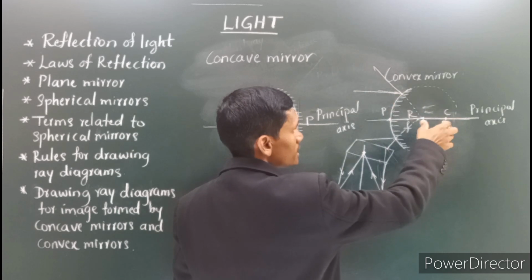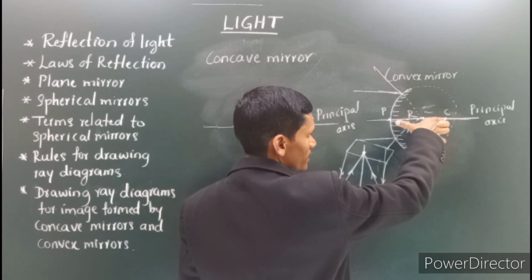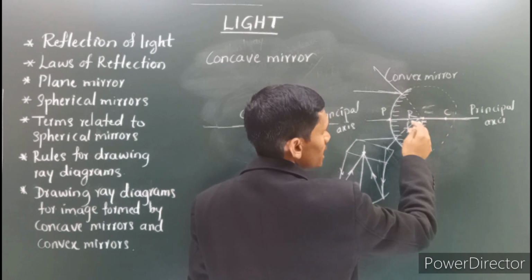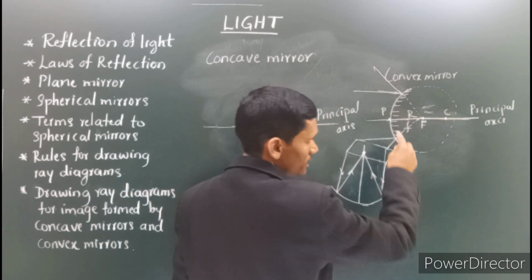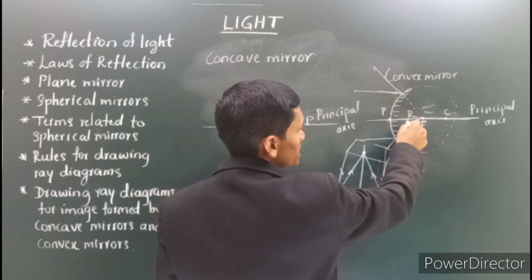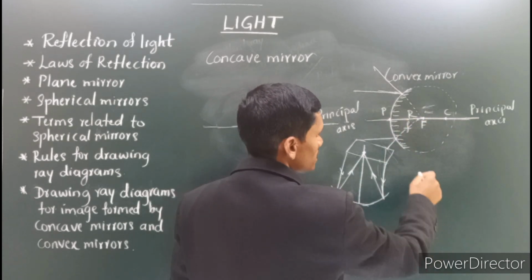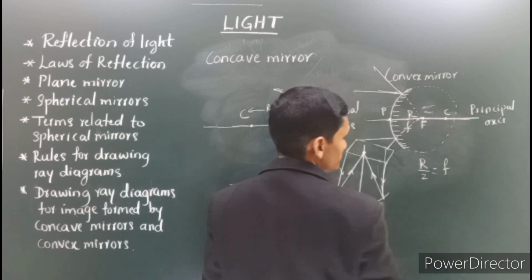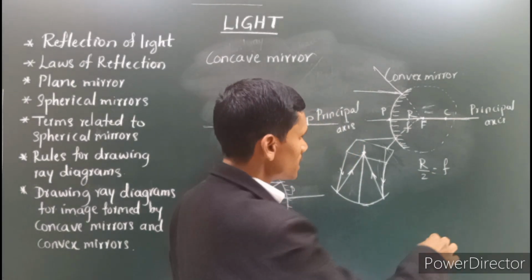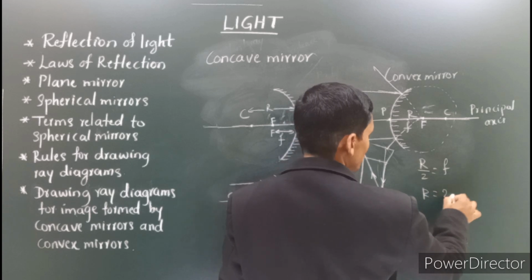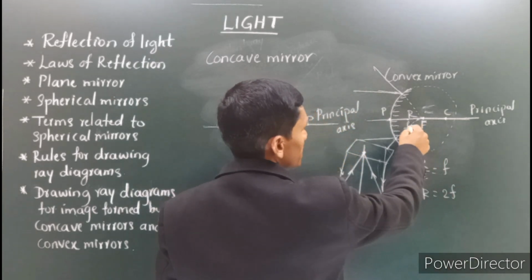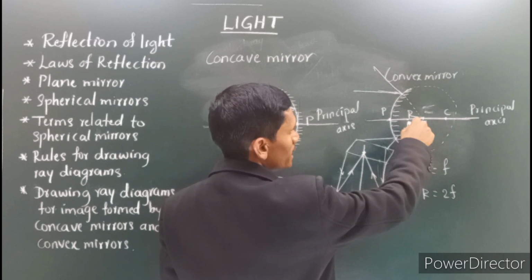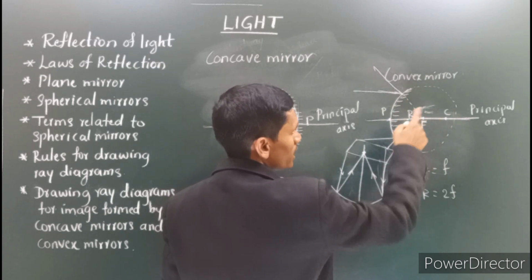Now, if you consider the radius of curvature, its length will be double the length of the principal focus. Means what? Whatever the focal length is, the radius of curvature will be double. Means R by 2 will be equal to f, otherwise radius of curvature will be 2 times f. Focal length is half of the radius of curvature, or radius of curvature is double the focal length.